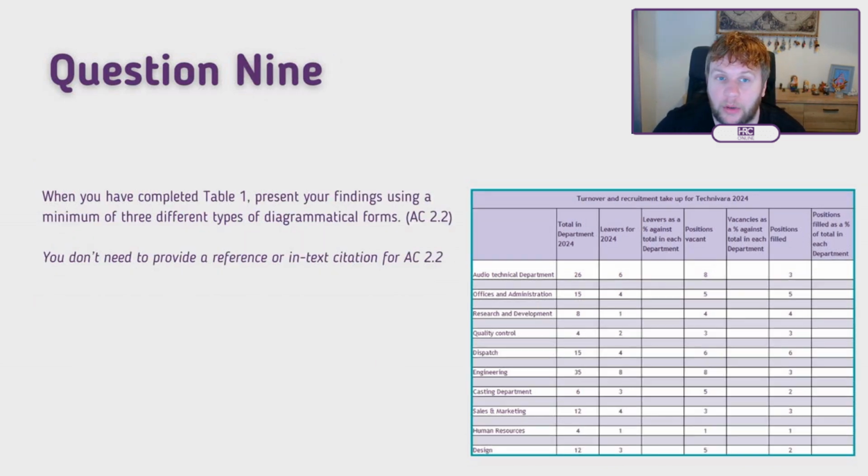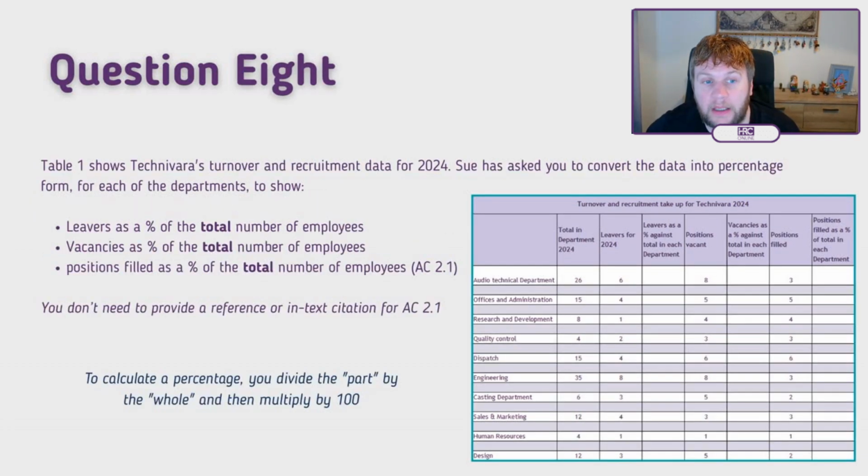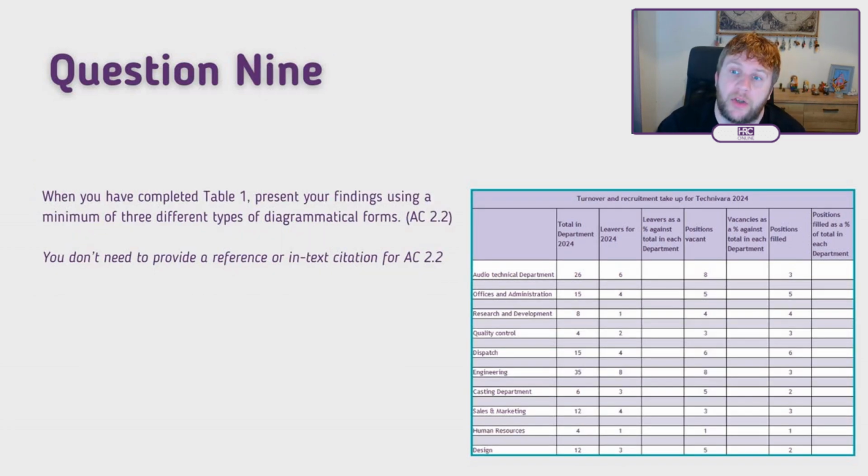But question 9, you've completed Table 1. So it's assuming you are going to fill in all the elements using a minimum of 3 different diagrammatic forms. So again, think about the 3 things that you filled in. If we go back a question, total leavers, total vacancies, positions filled. And then you've got to create 3 diagrams. So you could do departmental diagrams. You could do whole diagrams. You've got to create 3 total forms.